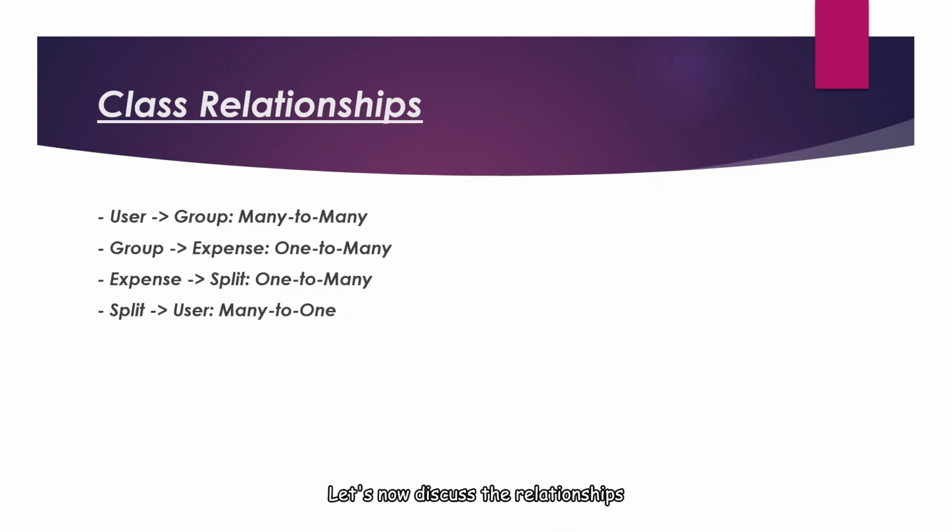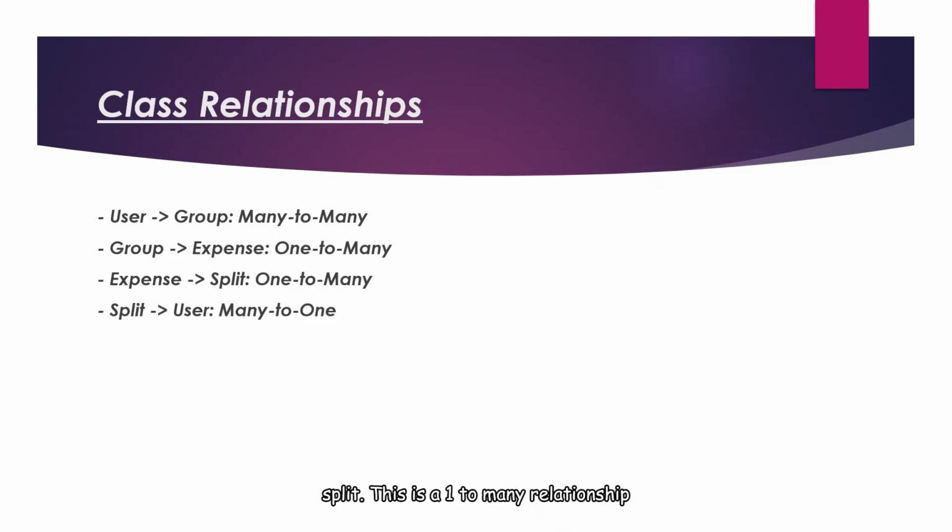Let's now discuss the relationships between these classes. These relationships define how objects of different classes interact with each other. User to group. This is a many-to-many relationship, meaning each user can belong to multiple groups and each group can have multiple users. Group to expense. This is a one-to-many relationship. Each group can have many expenses, but an expense is always tied to a single group.